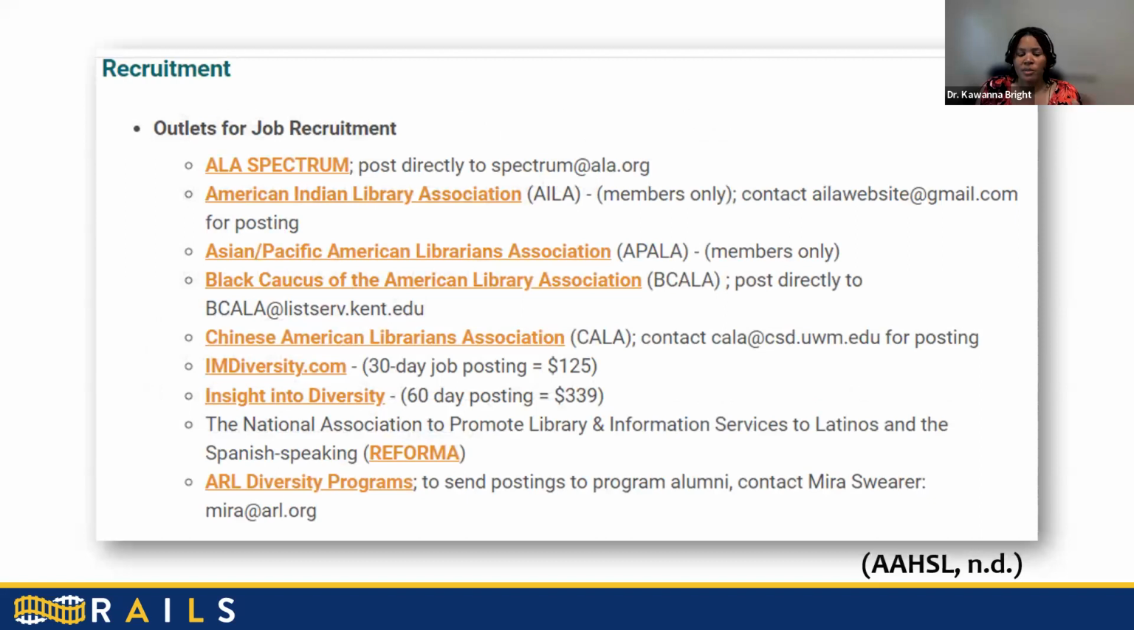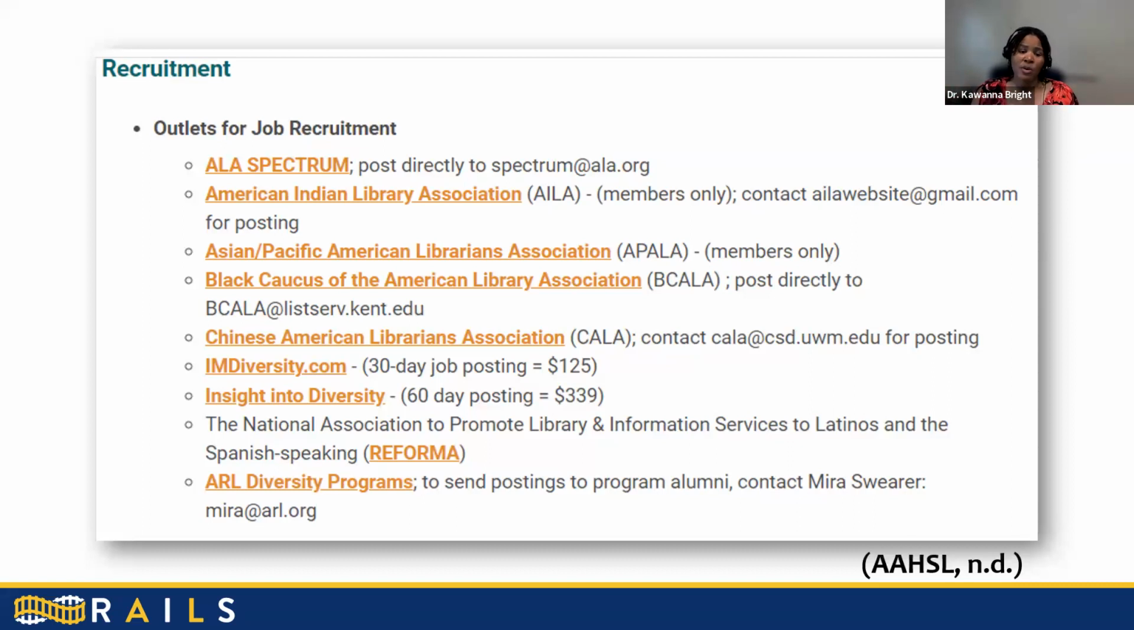Now, I did pull this from the American Association of Health Sciences Librarians, because I wanted you to see that people have created lists for where to recruit, and they've listed not only that, but the cost of recruitment. One of the reasons why we sometimes do not post jobs to some of the ethnic caucuses or other areas is because it can be costly. Even here where I work, the amount of money given to us to post jobs elsewhere is a very small amount.